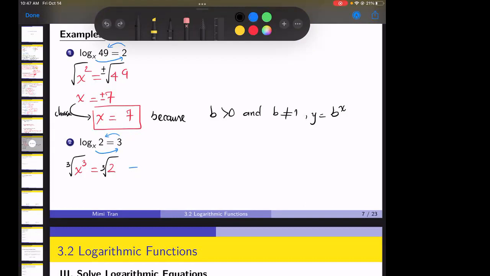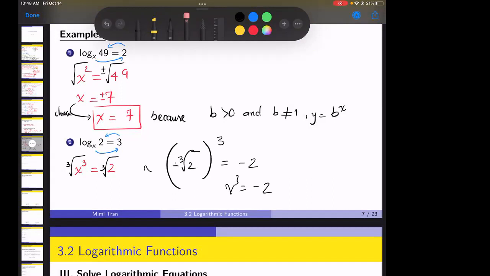Because of this. Don't write this down. If I have minus, just say I have minus cube root of 3 or cube root of 2. Okay, I just say I have that. If you cube that, what do you have? Negative 2, right? So x cube equals negative 2. But at the beginning, I have x cube equal 2.